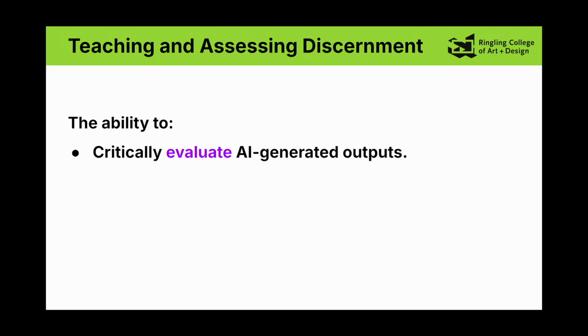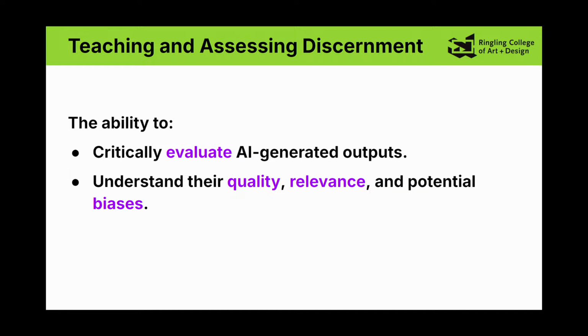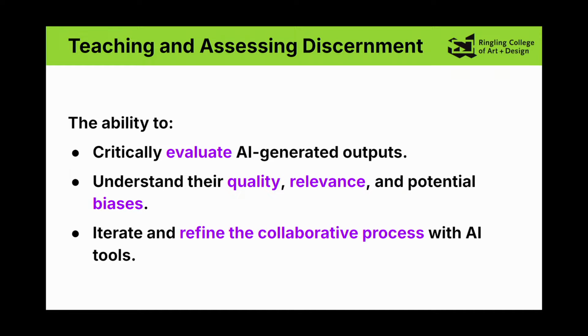So we're teaching the ability to evaluate those AI-generated outputs. Understand their quality and their relevance and their biases: what is this doing? And really, this is key. It's not just looking at the output, but understanding the process, having this ongoing cognitive process that you're engaged in with the AI as a thought partner.